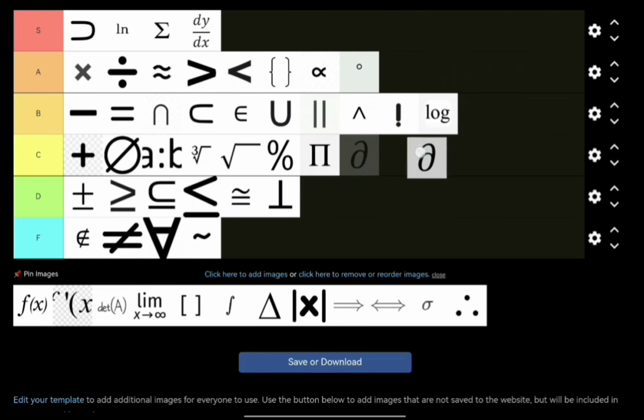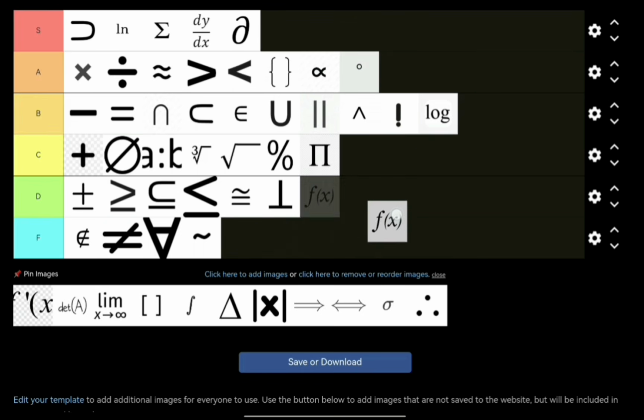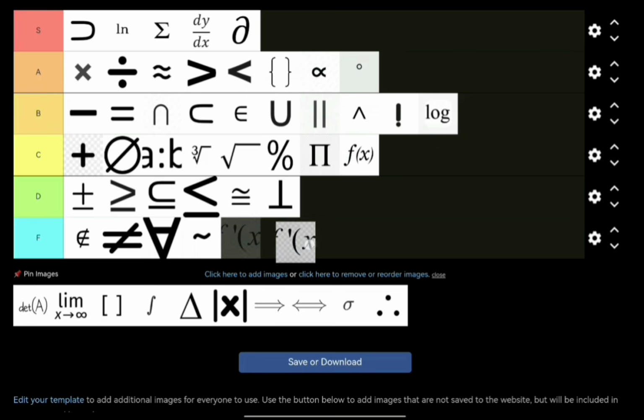Partial derivative? I mean, look at those curves. Do I need to explain more? Anyways, f of x, I mean, this is just too boring. She's like your average white girl, I guess. C tier.